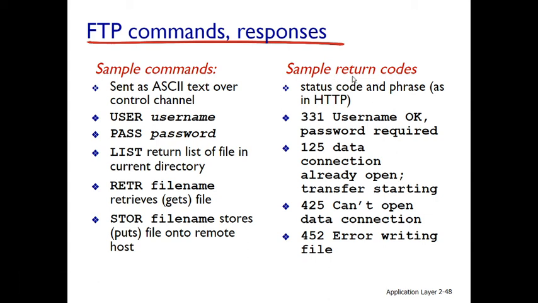And these are the sample return codes from the FTP server to the FTP client, which will have both a status code and a phrase. So for example, 331 is the status code, which means username is okay, password is required. Similarly, you have some more return codes sent by the FTP server to the client.